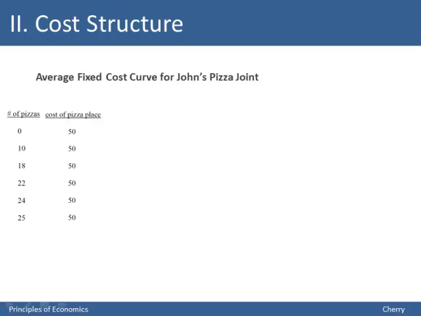So going back to John's pizza joint example, again we have the output and we have the cost of the pizza place, which is the fixed cost in this example. That's the same no matter what the production level is, which is the definition of fixed cost, right? So the average fixed cost is going to take that fixed cost value and divide it by the output. Obviously, as you increase output, average fixed cost is going to fall. It's going to continue to fall because you're increasing quantity, but the costs stay the same, so the average is going to go down.